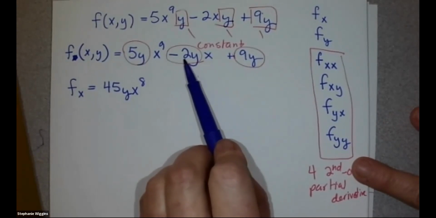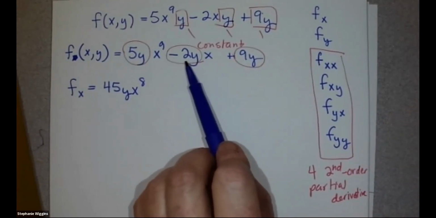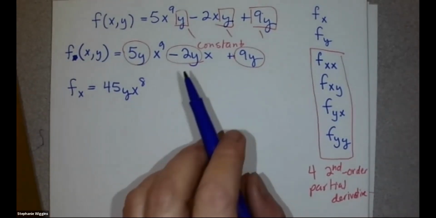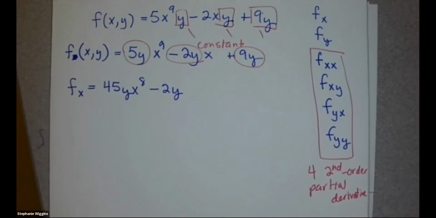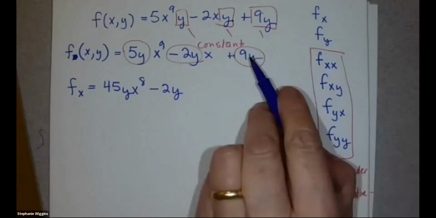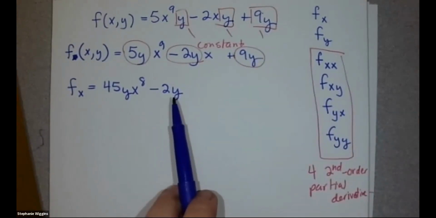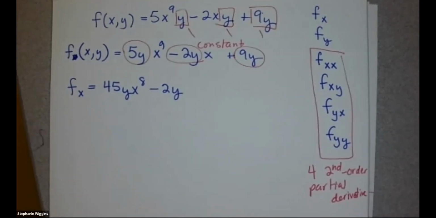Now notice I have a constant times x. Well, the derivative of that is just your constant, which is your slope, right? Because that's linear. So I have negative 2y there. And then finally, this is a constant, so it's 0 when I differentiate it. So here's my first order partial derivative with respect to x.